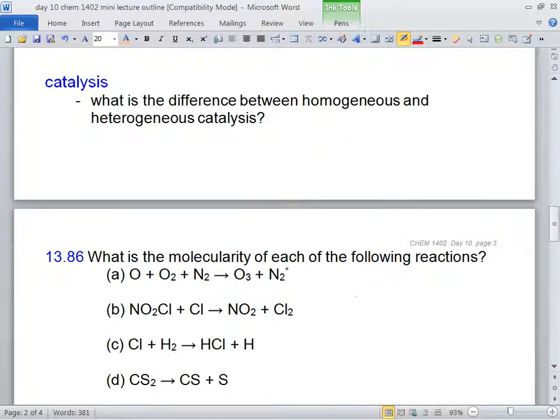Catalysis. What's the difference between a homogeneous and a heterogeneous catalyst? If this thing would have worked, it's supposed to be detecting hydrogen. And you see the material, it was this solid, right?